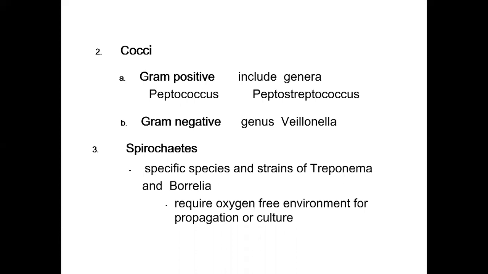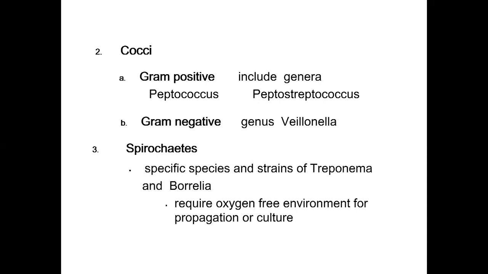Then there are also gram-negative cocci, which are strict anaerobes, and one genus that is known is referred to as Veillonella. Then spirochetes, you cover spirochetes later, and you learn that they are actually not cultured most of the time. So they are not easy to grow on media like cocci and bacilli.